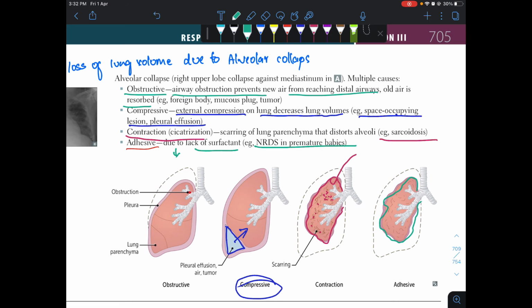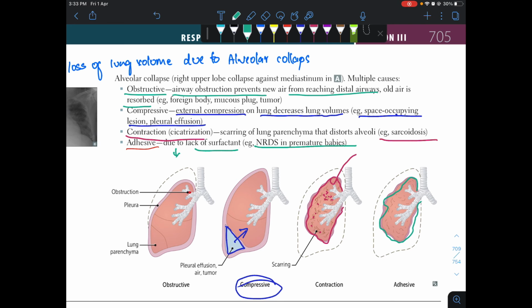Let's revise this. Obstructive atelectasis is due to obstruction, and compressive atelectasis is due to a tumor or pleural effusion compressing the normal lung, and contraction atelectasis is due to scarring and fibrosis. Adhesive atelectasis is due to decreased surfactant and increased surface tension.